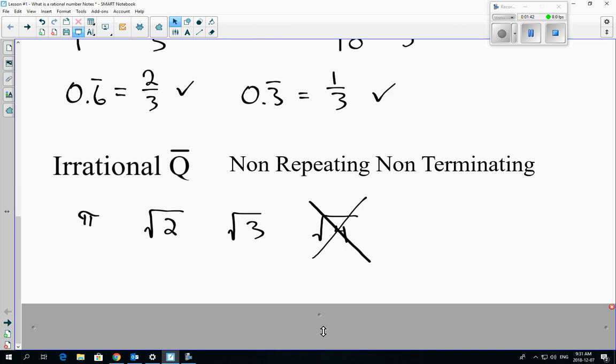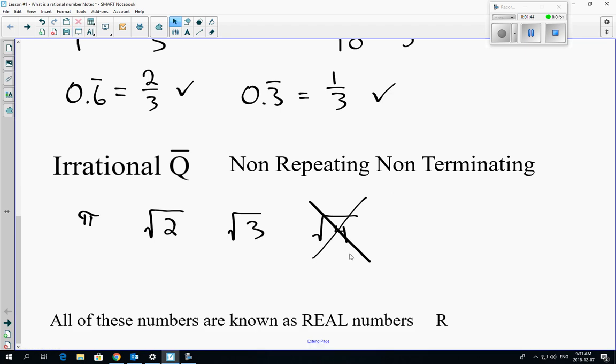Now, all of these together form what's called real numbers. So all of these things, from natural, whole, integer, rational, irrational, are all real numbers.